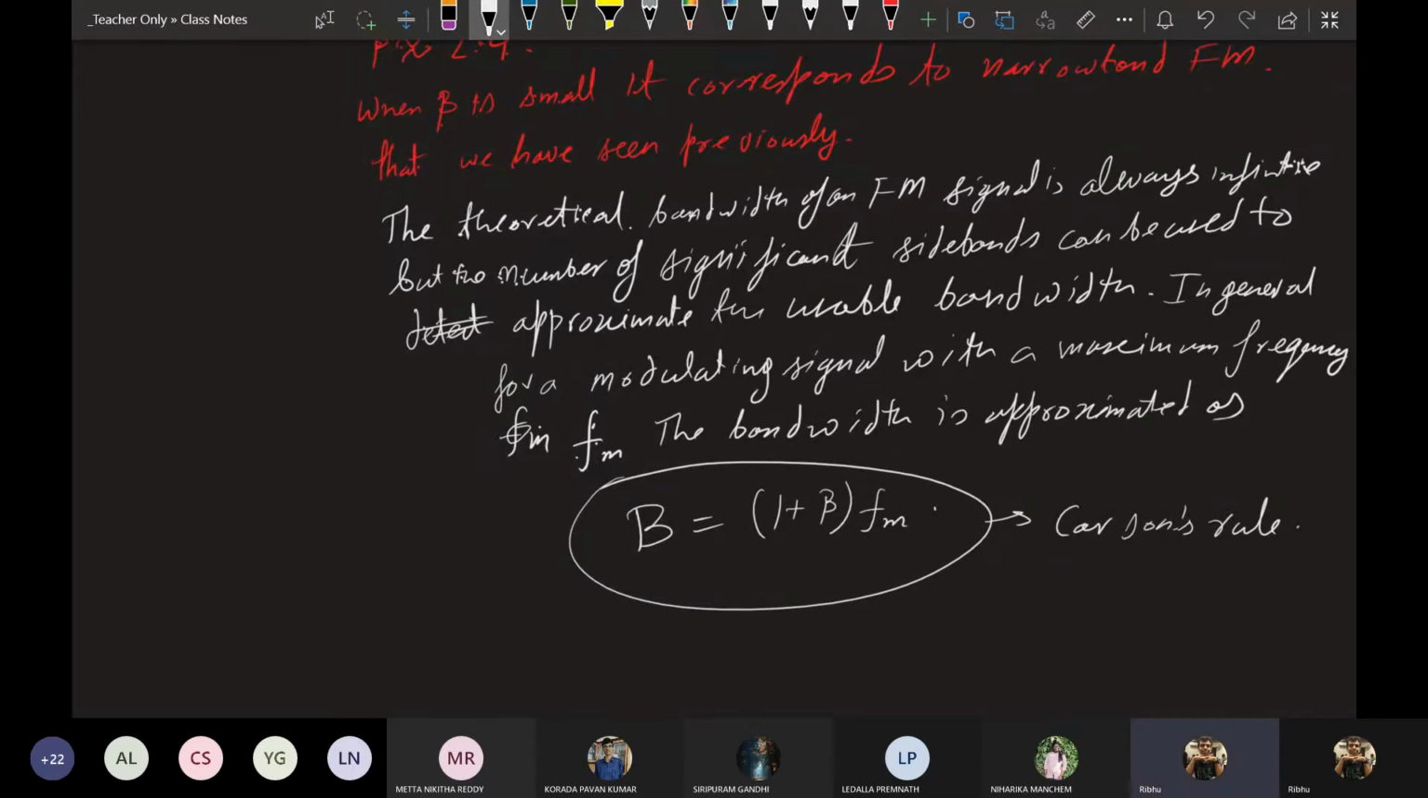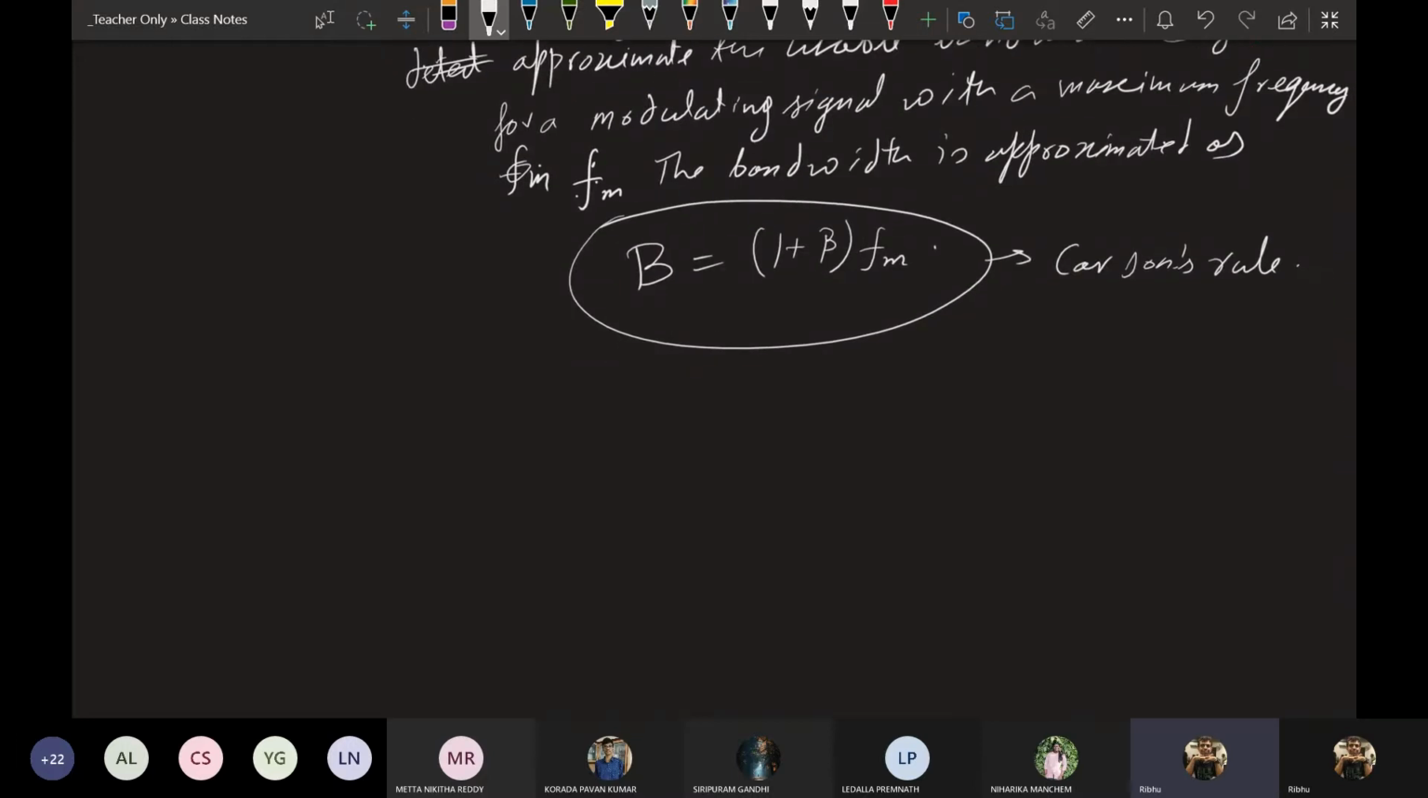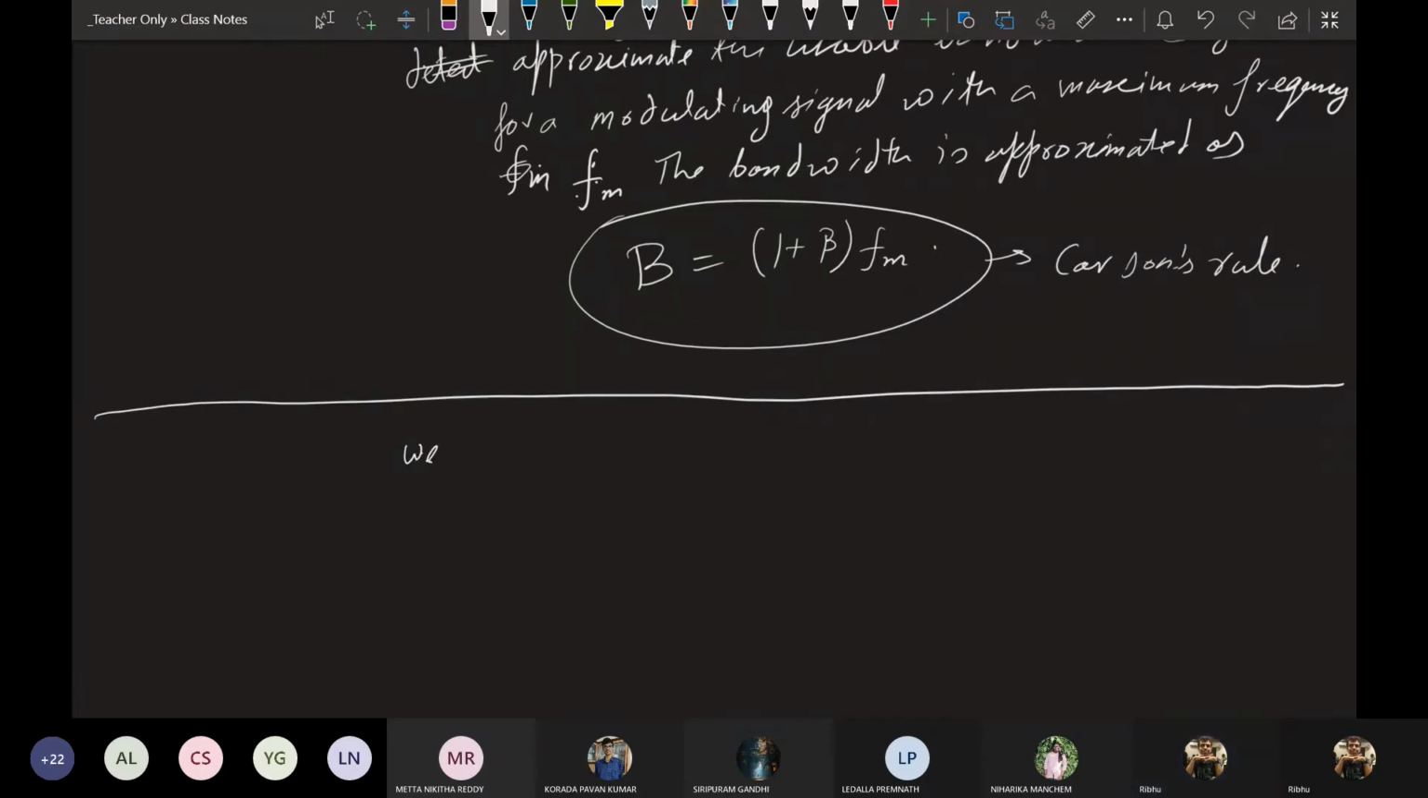Fine. Any questions till now? Guys, any questions with this? Any problems with this? So since you guys do not have any questions till now, let us move on to the next part. We have analyzed an FM signal.